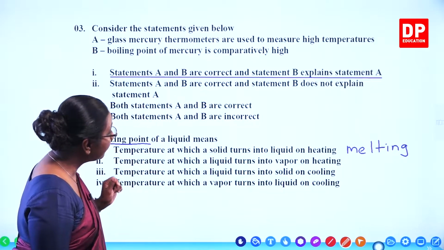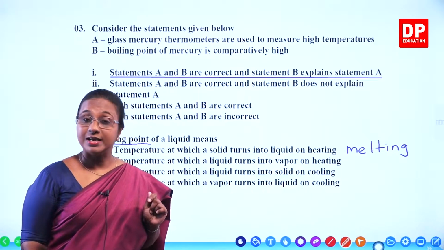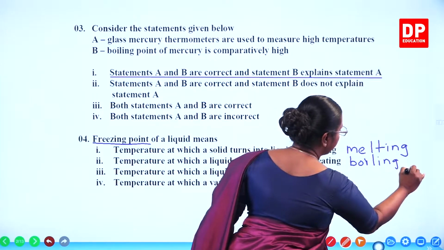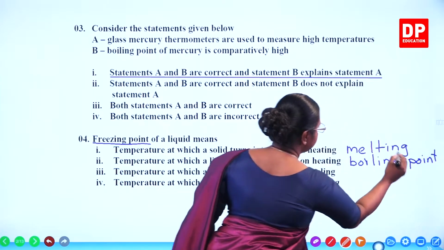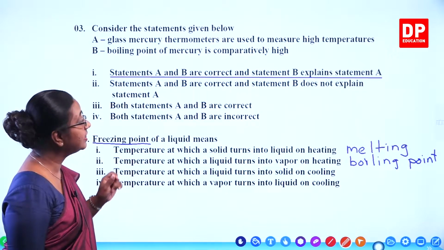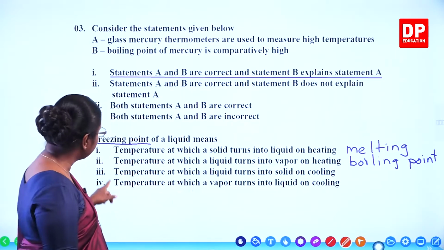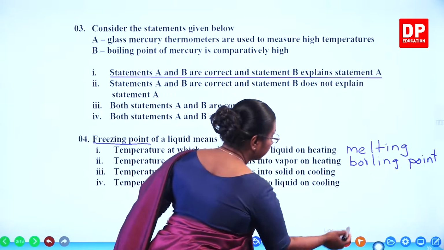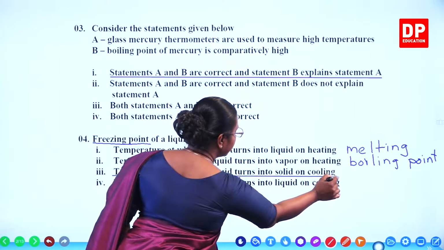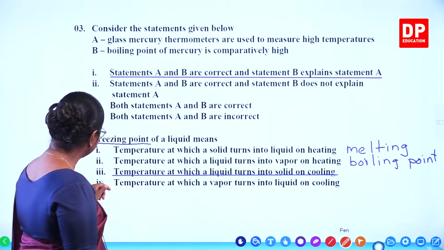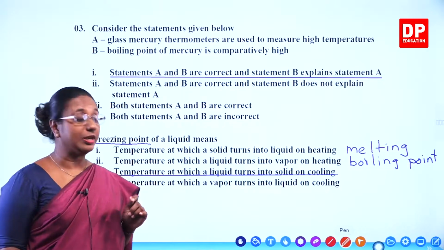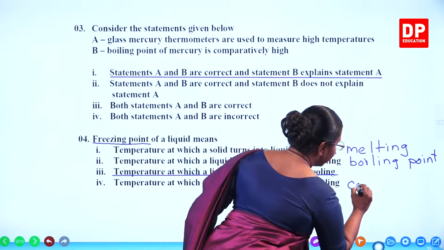Temperature at which liquid turns into vapor on heating. What is that? It is the boiling point. So this is melting point, then boiling point. Third answer, temperature at which a liquid turns into solid on cooling. That is freezing point. So that is the correct answer. And the fourth answer, temperature at which a vapor turns into liquid on cooling. That process is called condensation.